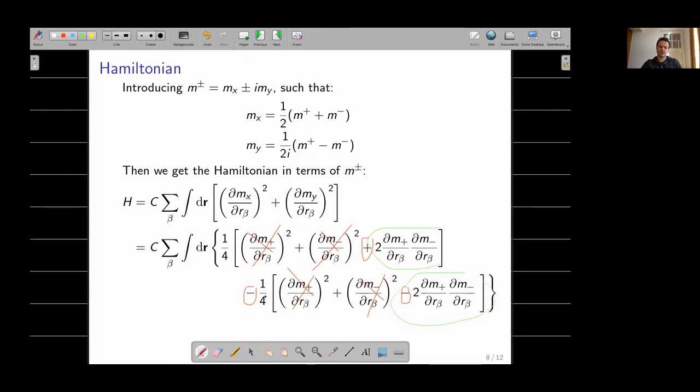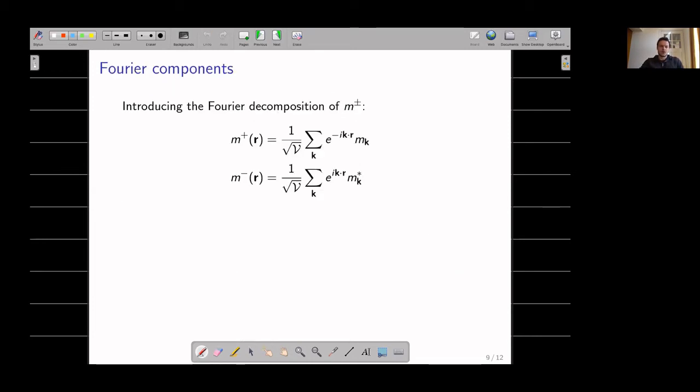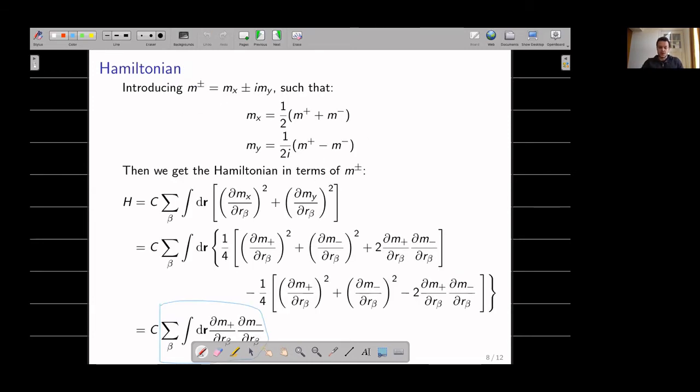We have a minus sign here in front, and 1/4, so in the end we're only left with the final result, which is here. So the derivatives of m plus and m minus with respect to the space coordinate. Now, at this stage, we cannot say that this is somehow representative of a harmonic oscillator. We know that they must be somehow related because we saw it in the previous exercise.